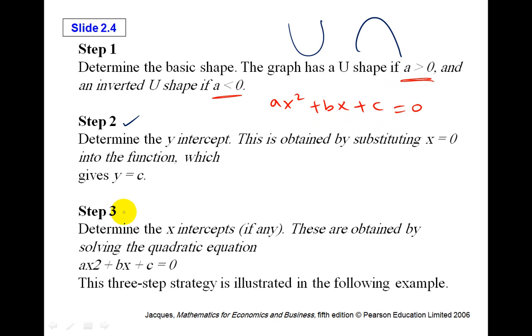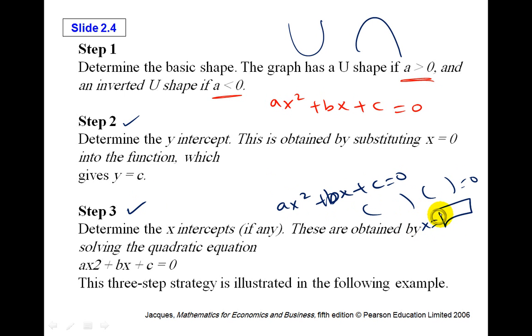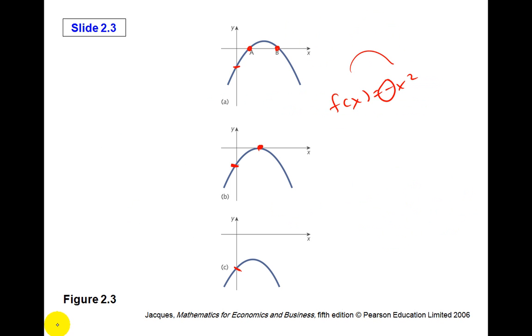Okay, let's see the third step. Determine the x-intercepts, if any. These are obtained by solving the quadratic equation. As I told you, once you have ax squared plus bx plus c equals 0, you find the 2 solutions for x. These 2 solutions or one solution will be the x-intercepts, and sometimes there is no x-intercept, the way you saw on the graphs before. So this 3-step strategy is illustrated in the following example. I'll give you an example.